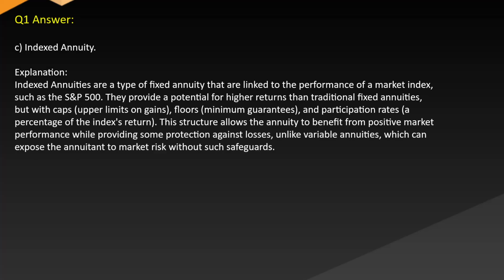Answer: C. Indexed annuity. Explanation: indexed annuities are a type of fixed annuity that are linked to the performance of a market index, such as the S&P 500. They provide a potential for higher returns than traditional fixed annuities, but with caps (upper limits on gains), floors (minimum guarantees), and participation rates (a percentage of the index's return). This structure allows the annuity to benefit from positive market performance while providing some protection against losses, unlike variable annuities, which can expose the annuitant to market risk without such safeguards.